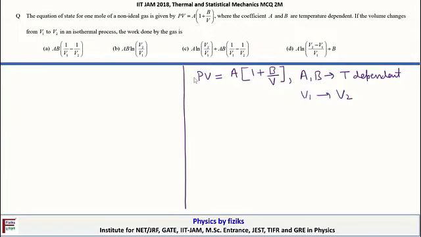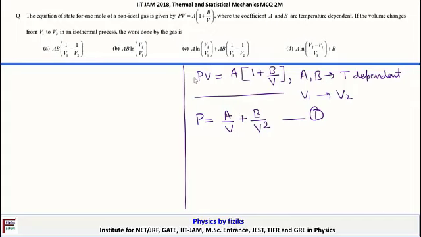So here we will make use of the general expression for the work that we use for evaluating the work done in any kind of thermodynamic process. But before that, we are going to rearrange the given equation of state, because we need the pressure for the calculation of the work done. So after rearranging, we can rewrite this as P equal to A upon V plus AB upon V square. Let's call this equation 1.